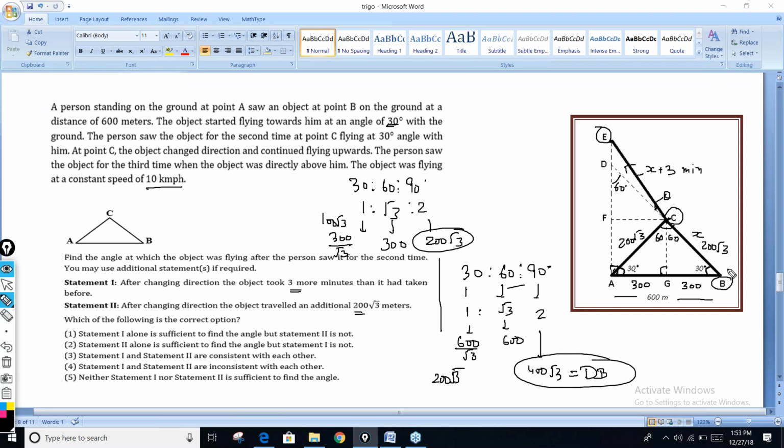अब ये बताओ CB अगर 200 root 3 था तो CD कितना होगा? What is CD? 400 root 3 complete है, ये 200 root 3 है, so DC will be also 200 root 3. ये डिस्टेंस है 200 root 3. अब ध्यान से देखें, अब वो कह रहा है आफ्टर चेंजिंग द डायरेक्शन द ऑब्जेक्ट ट्रेवल एन एडिशनल डिस्टेंस ऑफ 200 root 3. So this distance it is 200 root 3. बट ये 200 root 3 तो तब आ रहा है जब उसने एंगल चेंज ना किया हो, डायरेक्शन चेंज ना किया हो. यानी कि कहने से उसको जितना टाइम पहले लगना था यहां से यहां तक आने में, अभी भी यहां से यहां तक आने में उतना ही टाइम लगना चाहिए, बिकॉज दिस डिस्टेंस इज आल्सो कमिंग आउट टू बी 200 root 3.